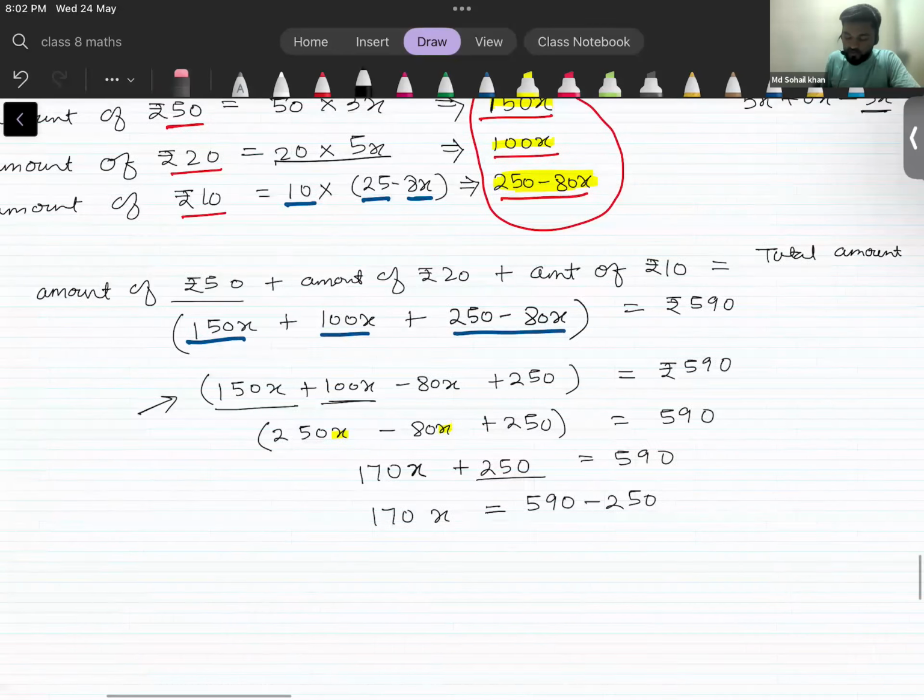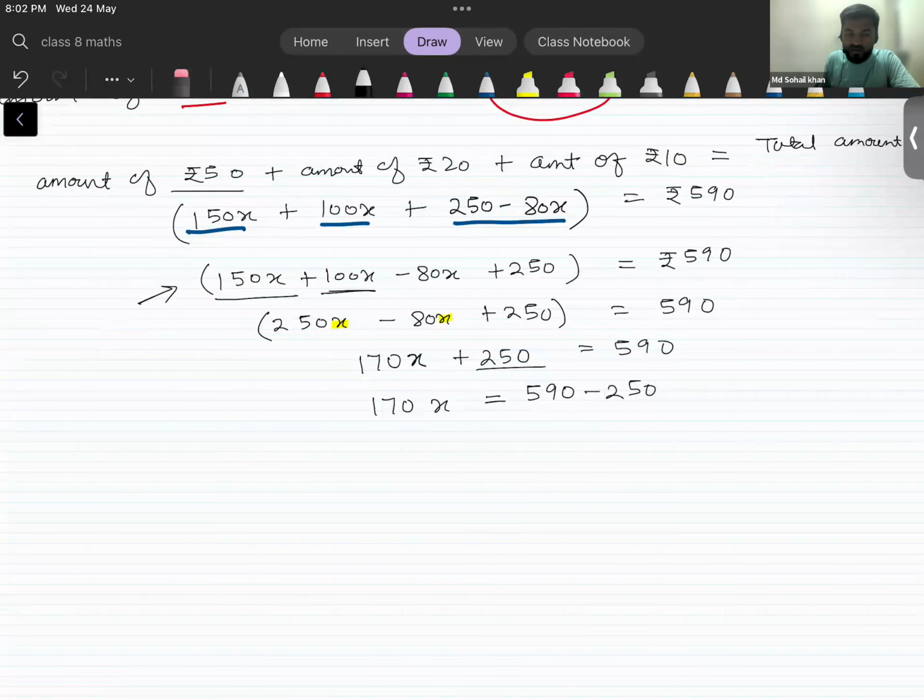Now from here on, I guess you can find the value of x. Okay, solve this one. 170x equals 240, and then we will divide them.